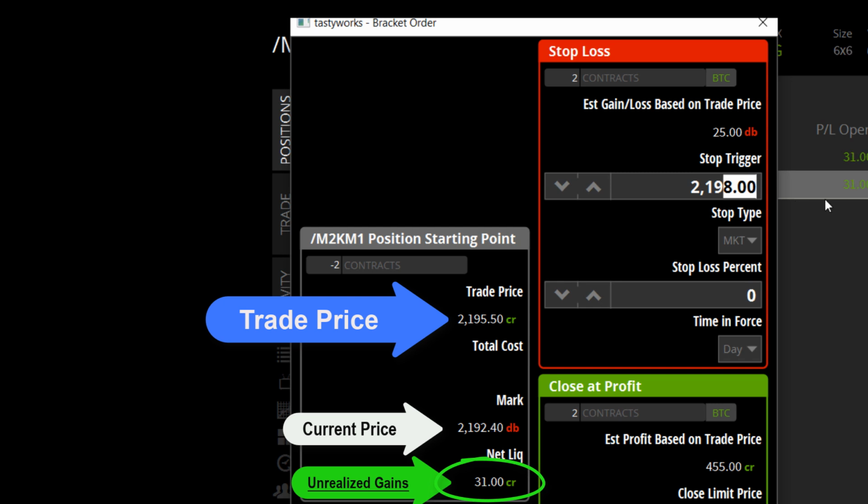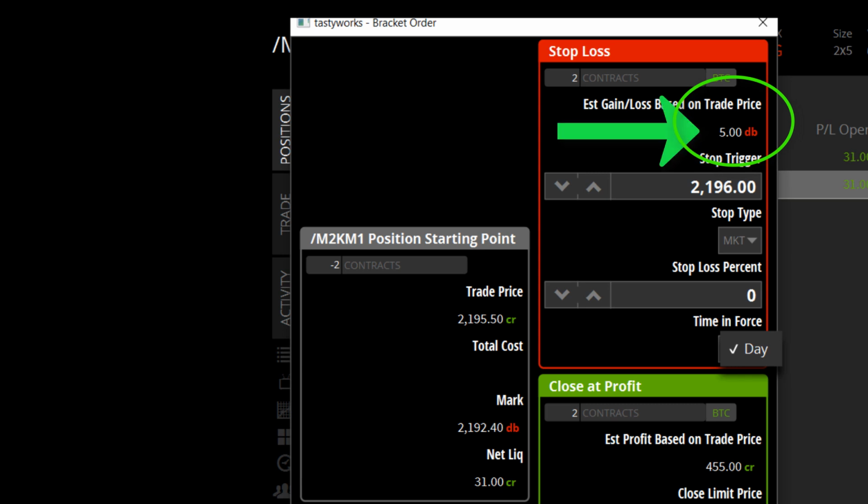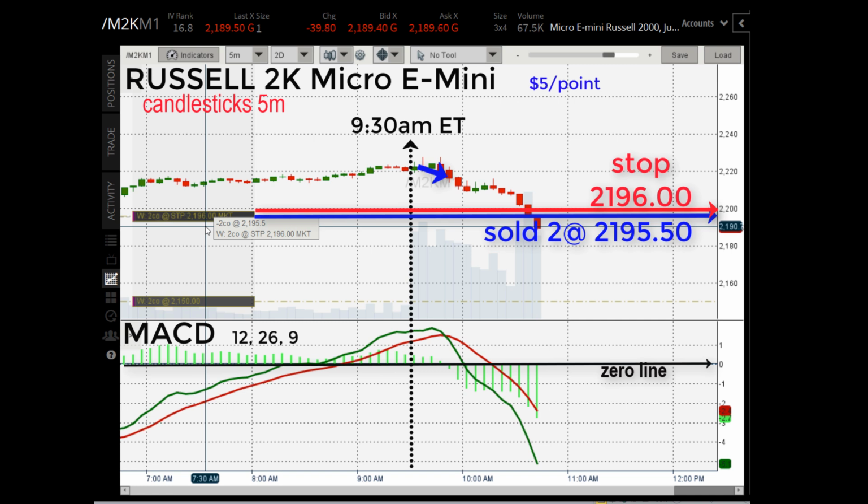And I finally decide on 21.96. Now take a quick look. See my risk up there? My maximum risk on this trade now is $5, and I'm $35 ahead. It's barely been 2 minutes.